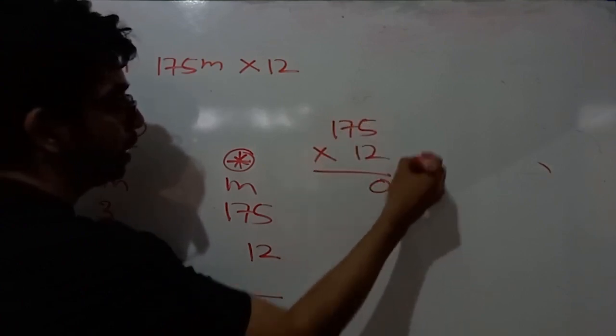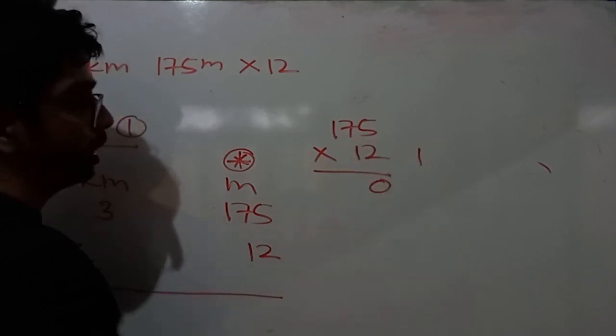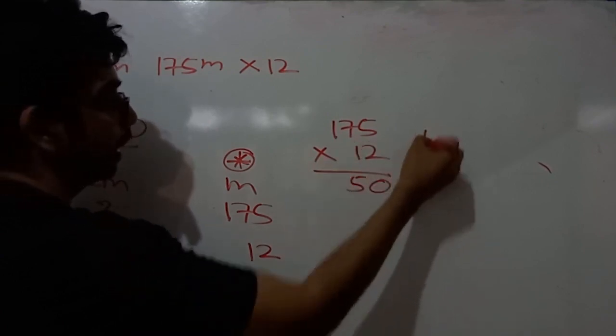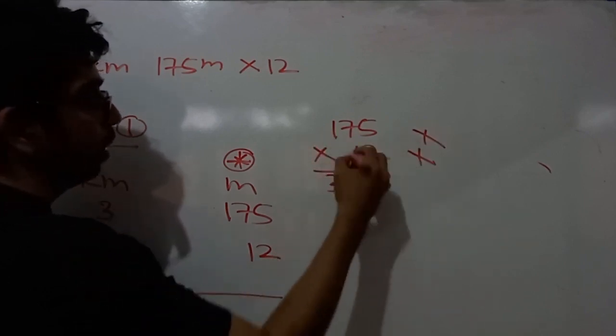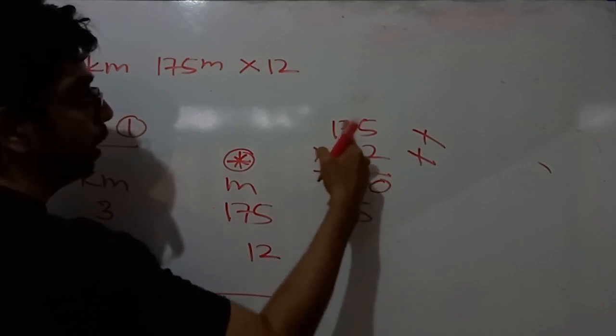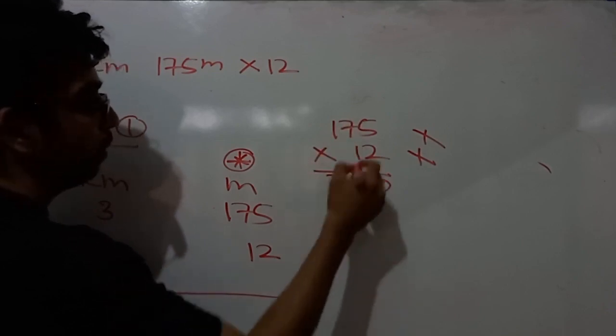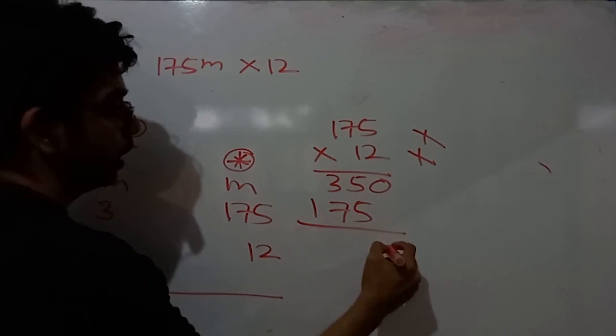2 times 5, that is 10, so there's a 1. 2 times 7, that is 14. Add the 1, it becomes 15. Again, there's a 1. 2 times 1 is 2. Add the 1, it becomes 3. 1 times 5 is 5. 1 times 7 is what? 7. 1 times 1 is what? 1. Now we do the addition.